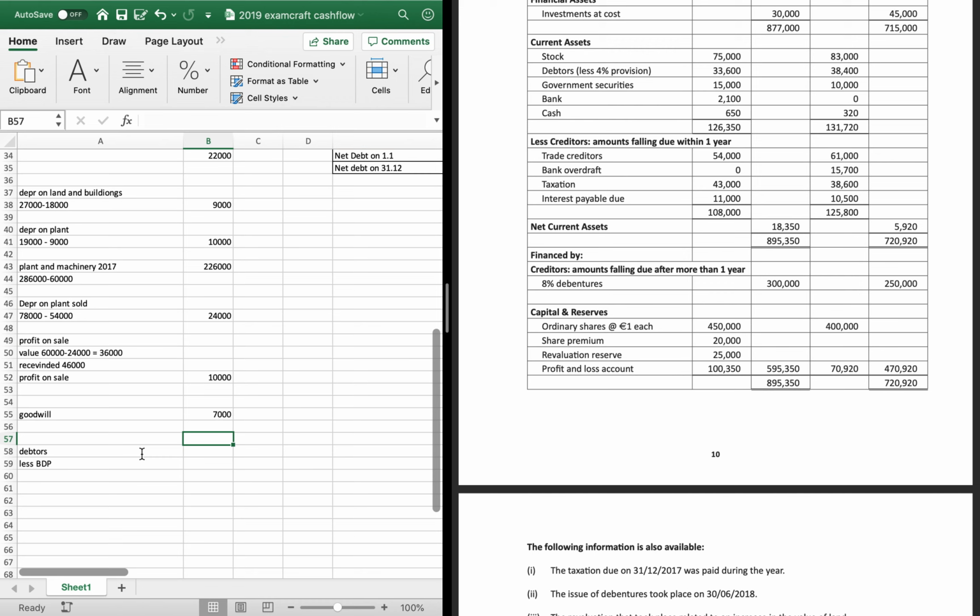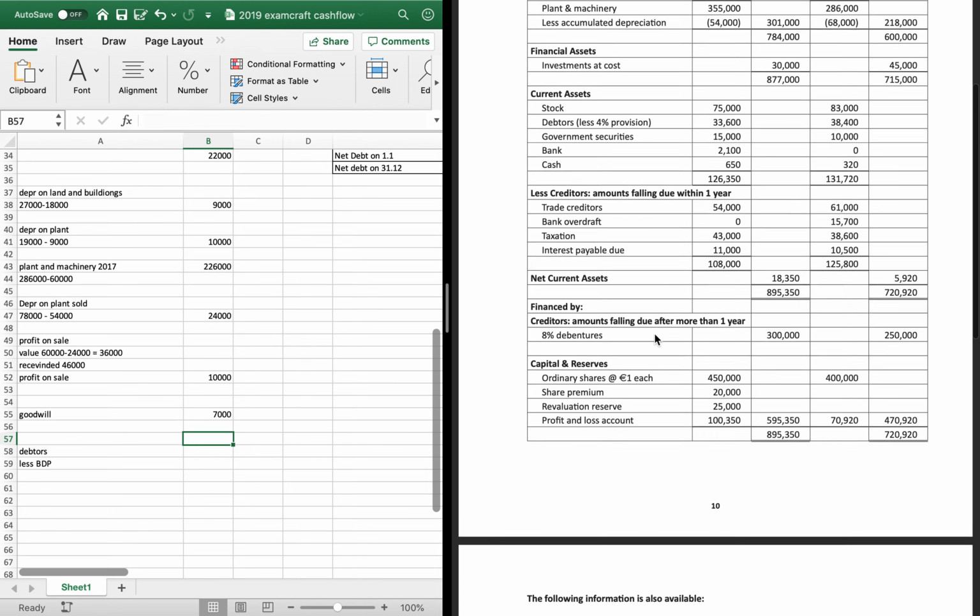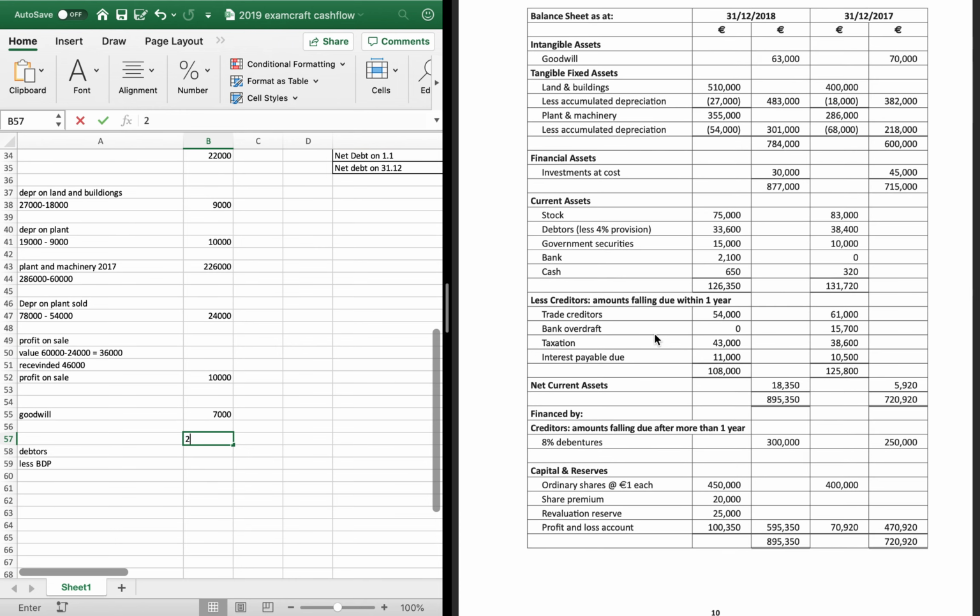But debtors less bad debt provision for 2018 is 33.6. So we take the 33,600, divide it by 96, and multiply by 100. The exact same as in tabular statements. So the debtors is 35,000. If the debtors here is 33.6, then the bad debt provision must have been 1,400.